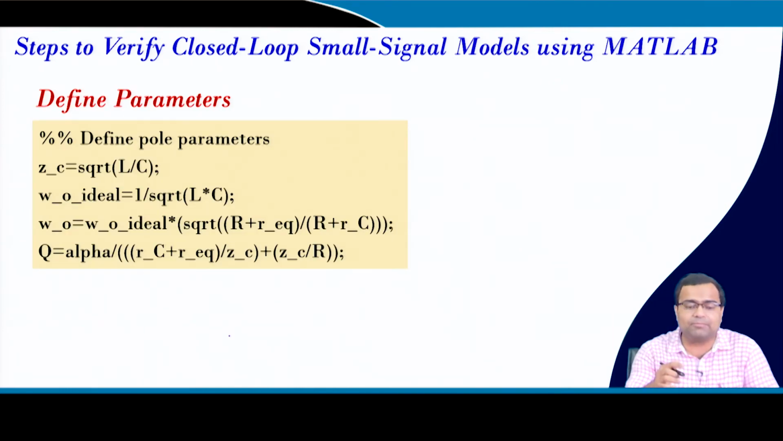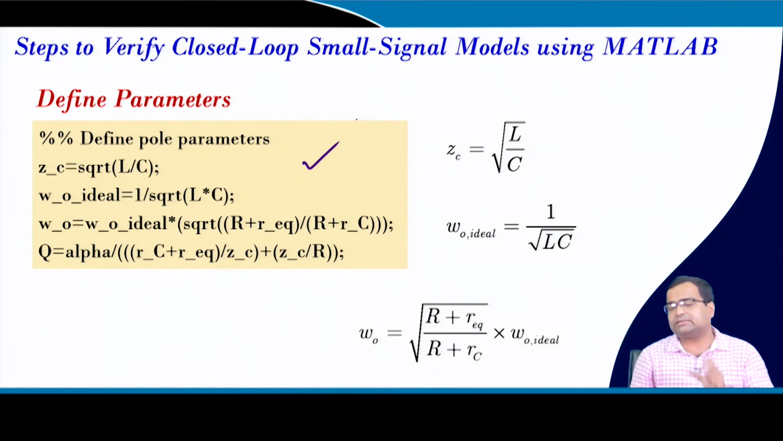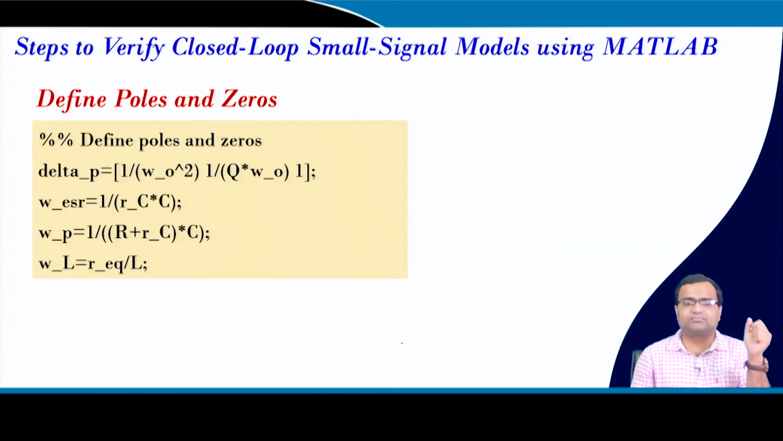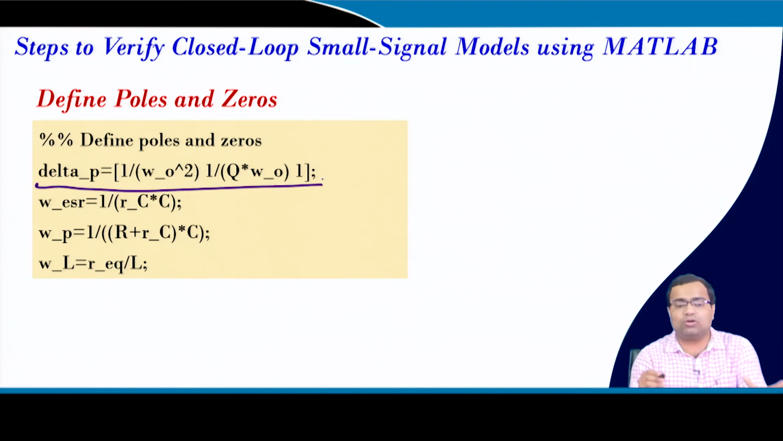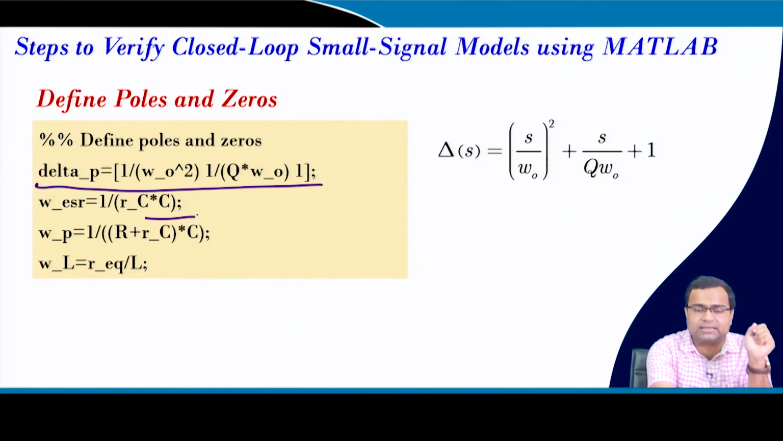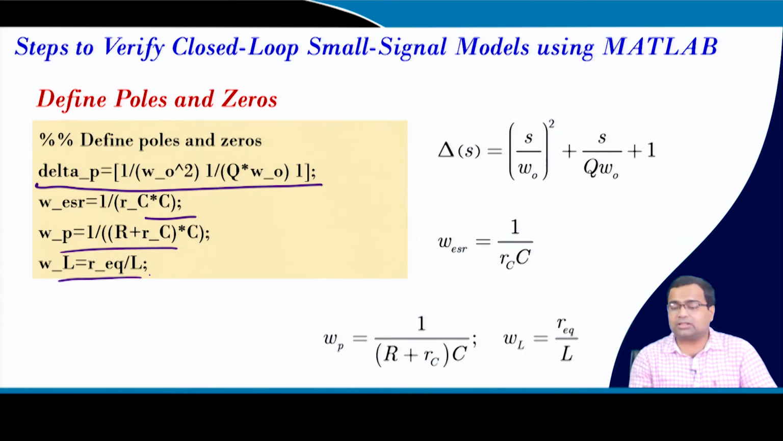Now, for the double pole, all these parameters we have already explained earlier: the characteristic impedance, ideal, practical, natural frequency, then the Q factor. We have also defined earlier the poles and zeros. So, delta P is my open loop pole. We have discussed delta P, and we have plugged this into MATLAB, and ESR 0, then another pole omega L, which will be needed for output impedance. ESR 0, the other poles also we have written.